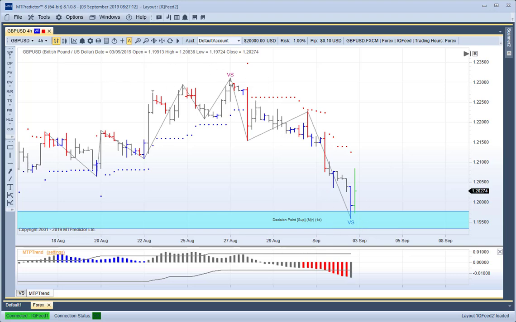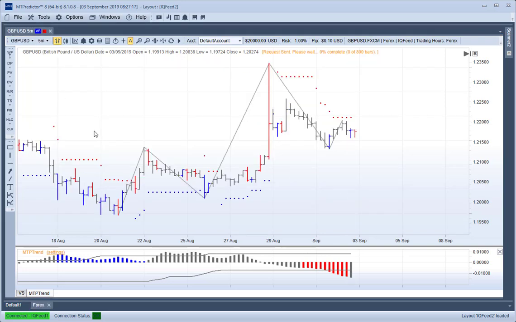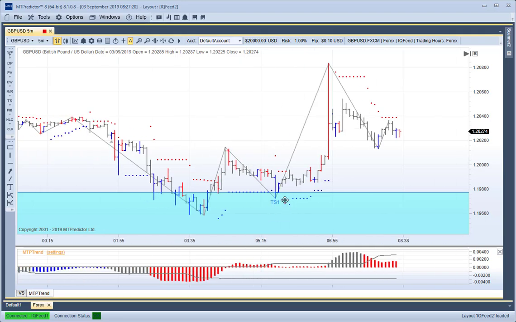We had a very nice sell earlier up at the top there as well before the market declined, and if you're a really aggressive, really short-term trader, I saw on the 5-minute chart there was actually a TS1 buy setup here. Again, this would have been a very, very aggressive trade because that was against a red MTP trend.